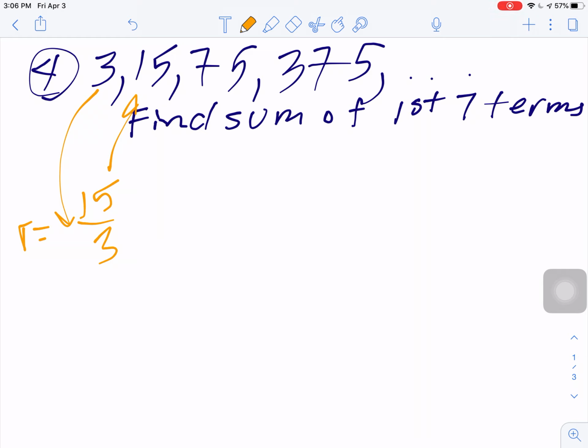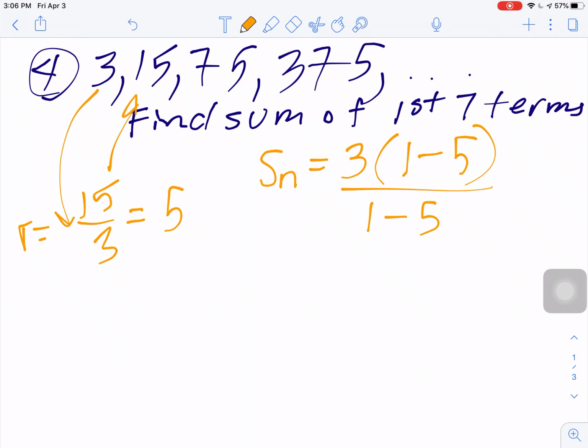So you divide any 2 consecutive numbers. So 15 divided by 3 is 5. And then at this point, I just plug them into the formula. So the formula says, what is my first number, which is 3, times 1 minus my common ratio, which we just figured out is 5, all over 1 minus my common ratio.